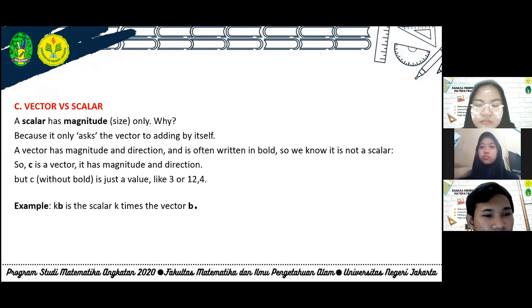A vector has magnitude and direction and is often written in bold. So we know it's not a scalar. So C in bold is a vector. It has magnitude and direction, but C without bold is just a value like 3 or 12.4. Example, kb is scalar k times the vector b, because the k is not in bold and b is written in bold.